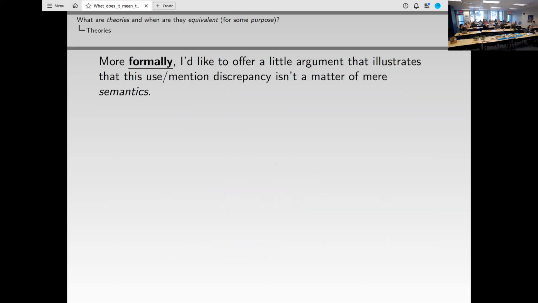Okay. All right, so that's a touchy-feely Quine use-mention way of doing things. More formally, I'd like to offer a little argument that illustrates this use-mention discrepancy. And it's going to illustrate that it isn't merely a matter of semantics. There is something substantive perhaps to it.